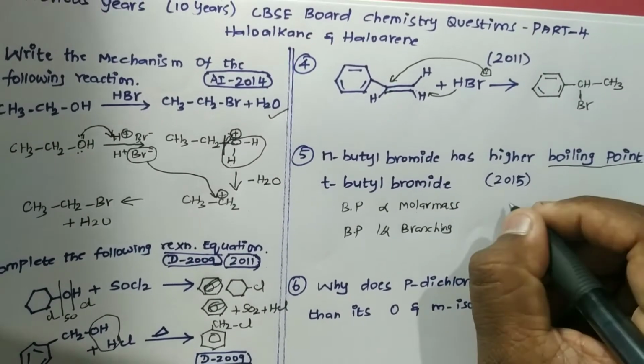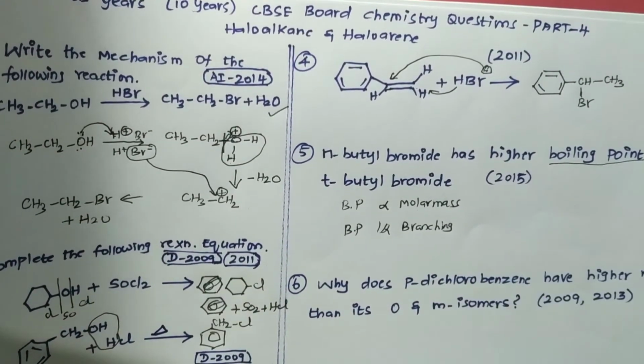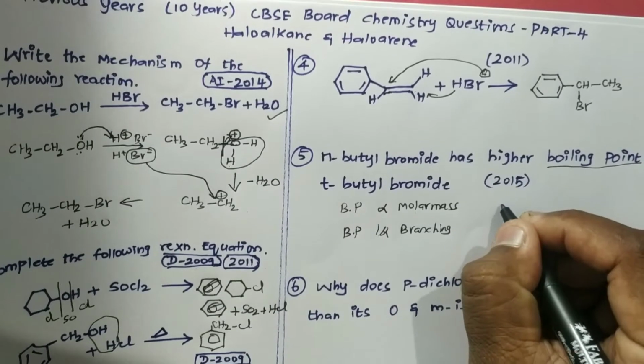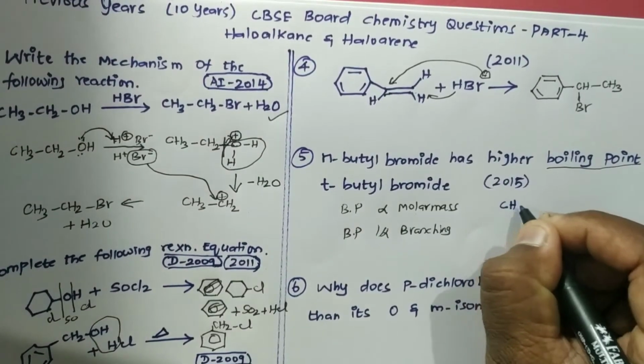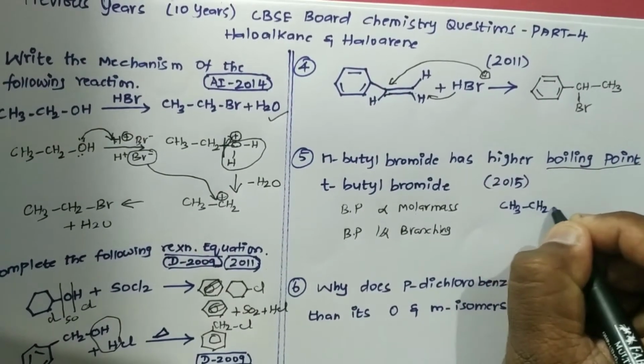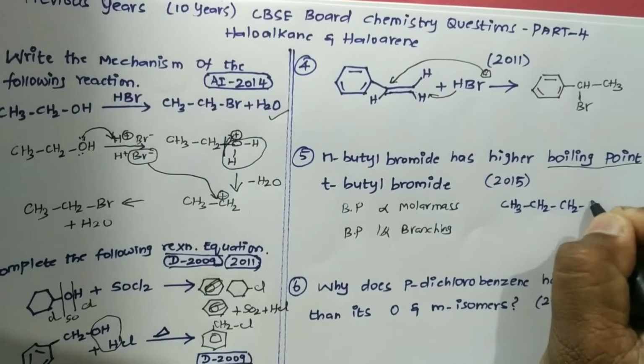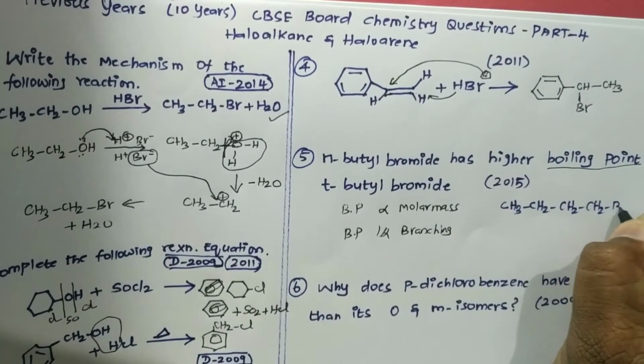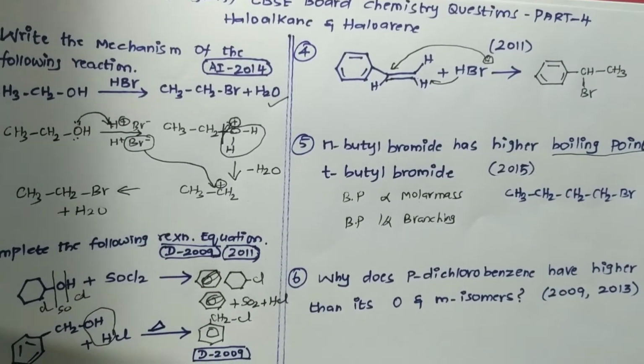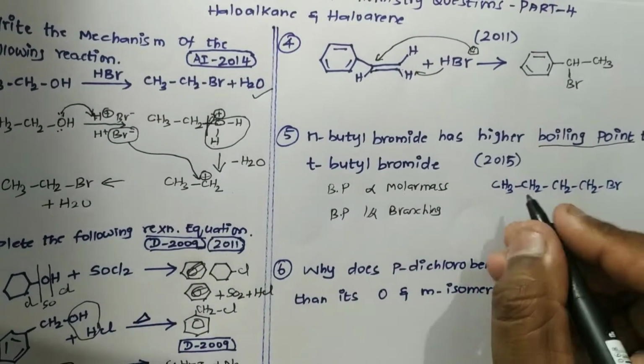N-butyl bromide. What is N-butyl bromide? This is N-butyl bromide: CH3, CH2, CH2, CH2, Br. This is N-butyl bromide. And then the second thing is tertiary butyl bromide.